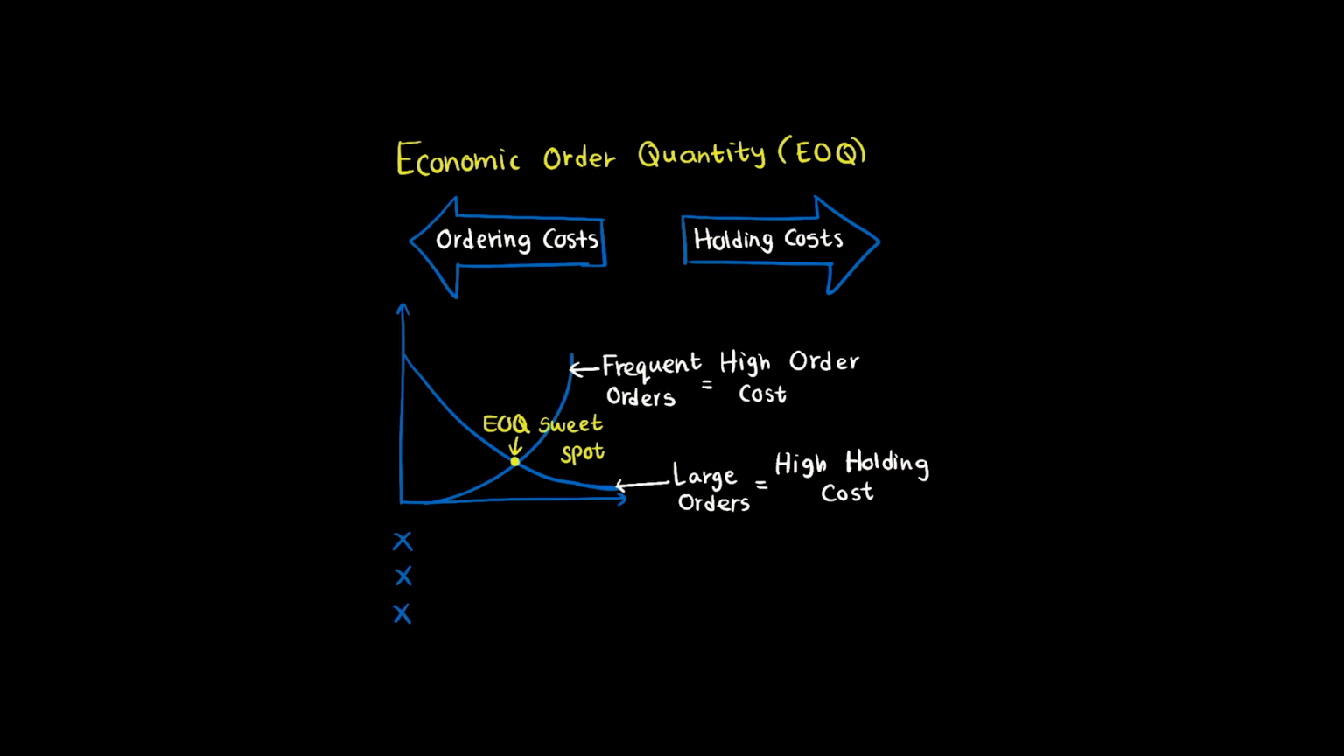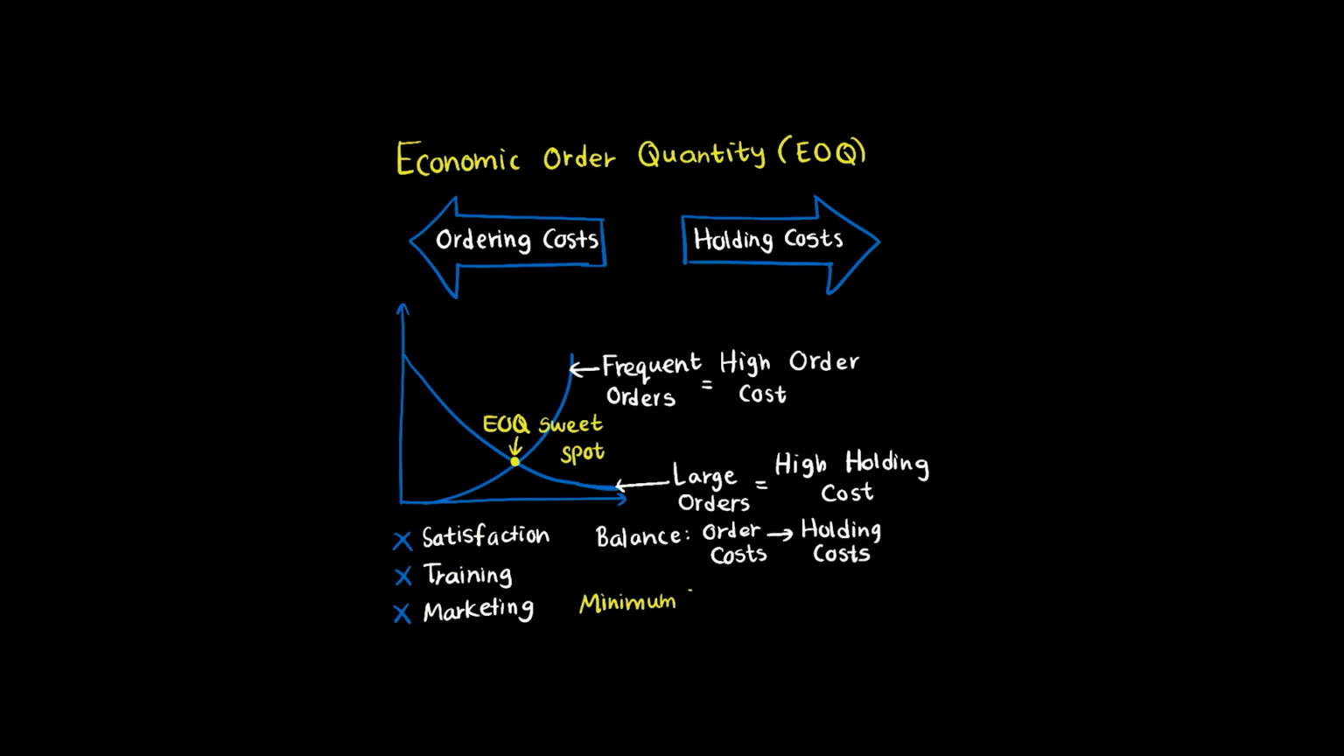Customer satisfaction levels are outcomes, not direct costs. Employee training and marketing budgets are unrelated to inventory optimization. The EOQ formula specifically balances ordering frequency costs against inventory holding expenses. It's pure mathematical optimization, finding the quantity that minimizes the sum of these opposing costs.